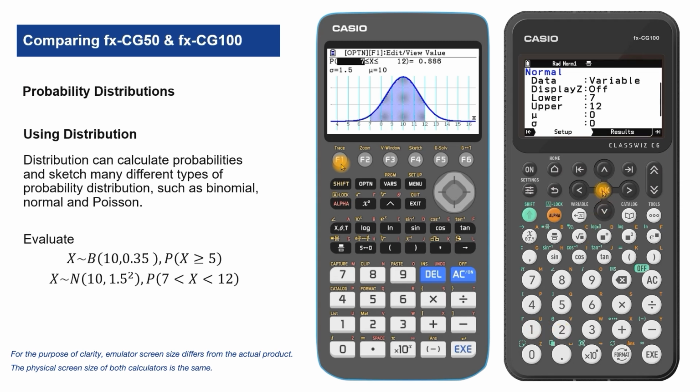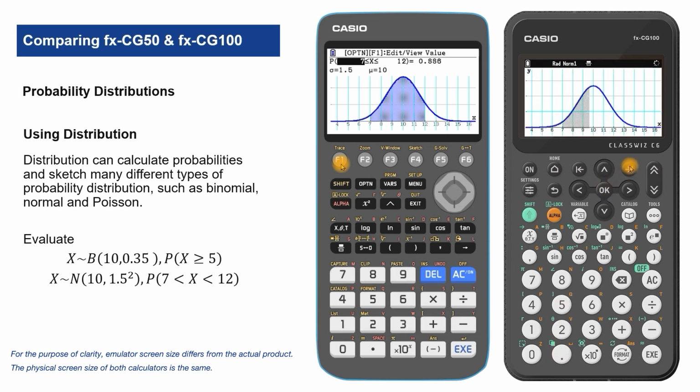In line with the distribution notation, mu and sigma are now in the correct order. And the graph is displayed as before, but with a full probability value.